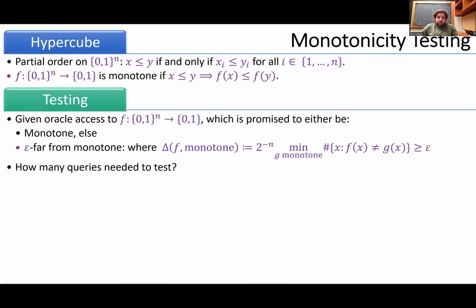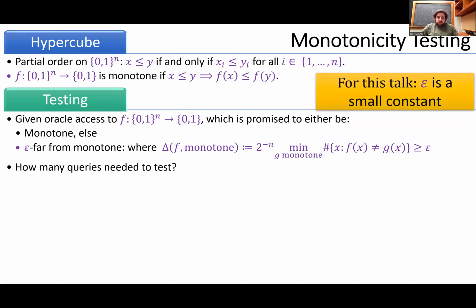So if this fraction is at least epsilon, then we say that f is at least epsilon-far from monotone. And for this talk, you should think of epsilon as a small constant. You can do anything with dependency on epsilon, but it's a bit annoying, so we don't want to do it. And the question is, how many oracle queries do you need to make to f in order to distinguish between these two cases? That is, you want to design an algorithm that makes as few queries as possible to f, and accepts with probability 1 if f is monotone, whereas it rejects with probability close to 1 if f is epsilon-far from monotone.